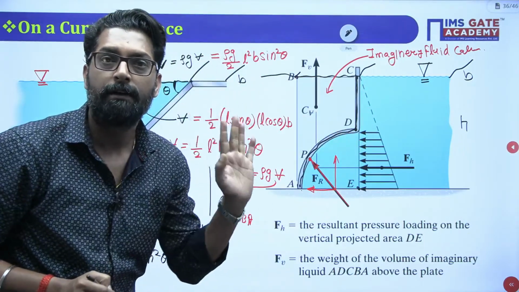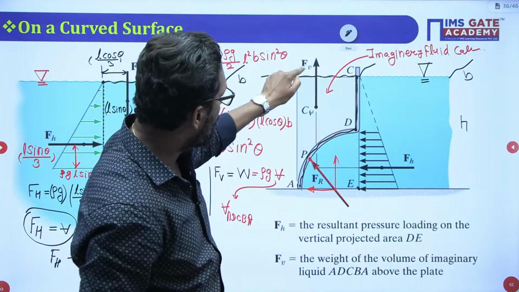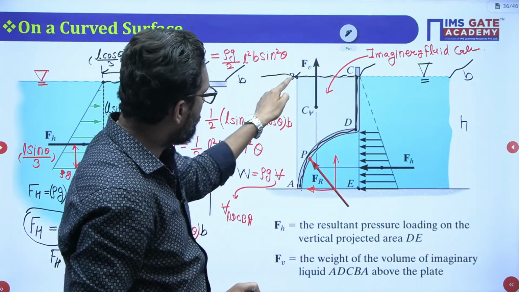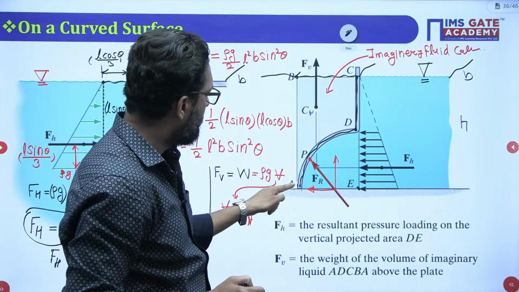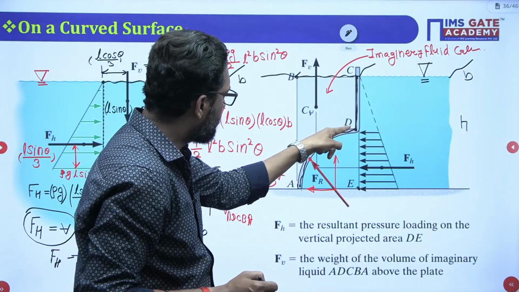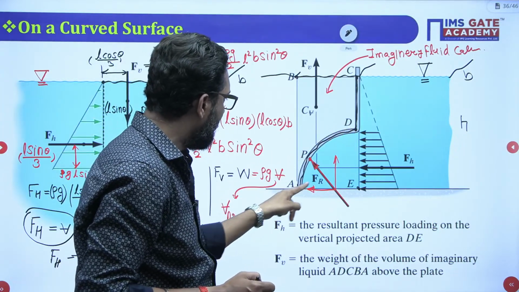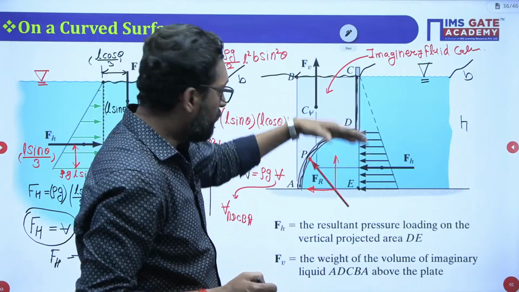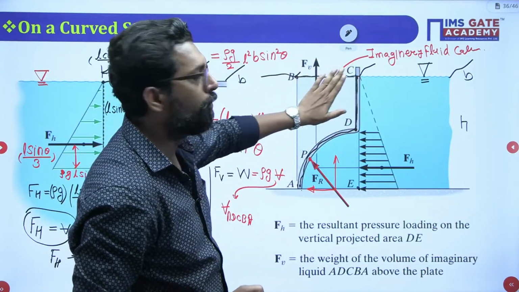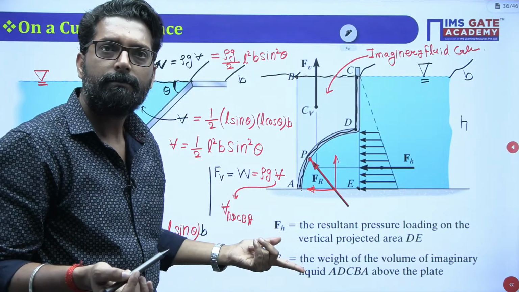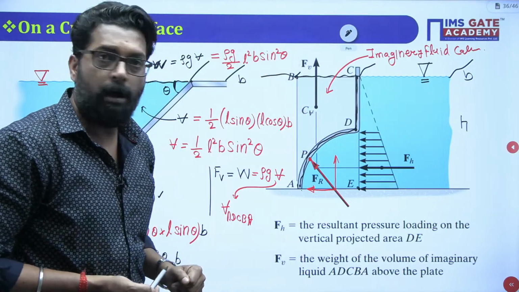Yes or not, please? What is the volume of this part? The volume of the total BCEA minus the volume of this quarter circle DAED. If you subtract, the remaining part is the volume of this one, simply. So this is the vertical force.